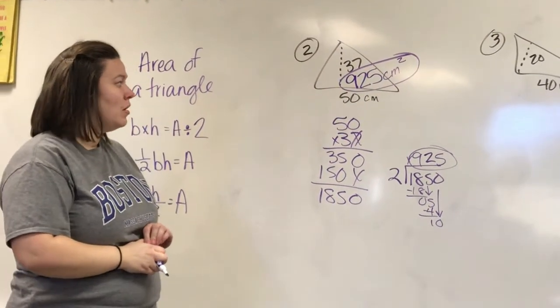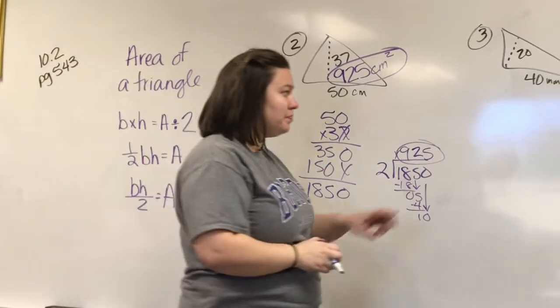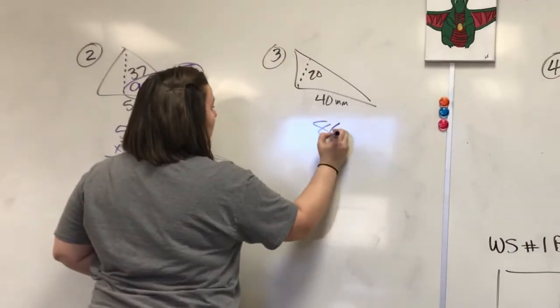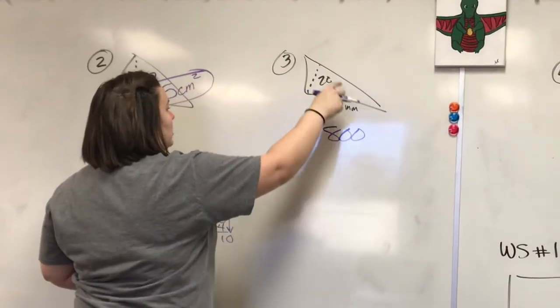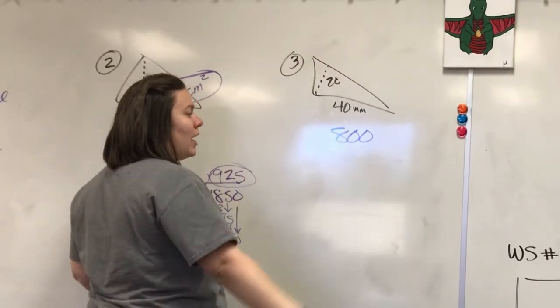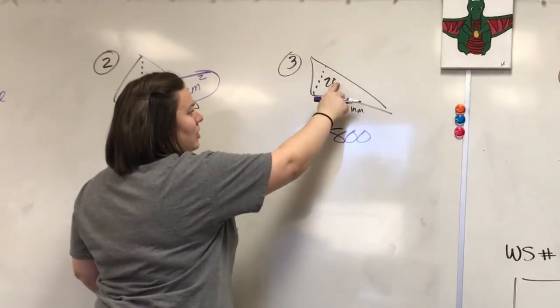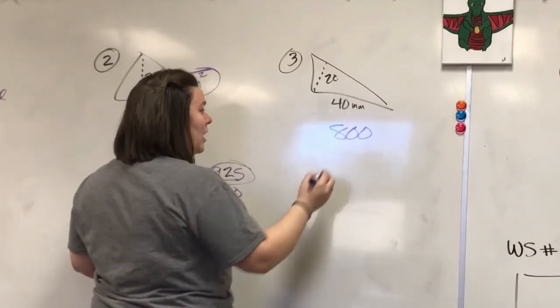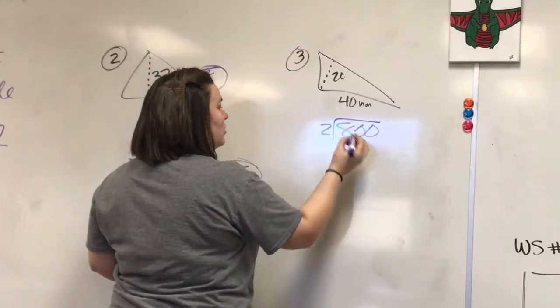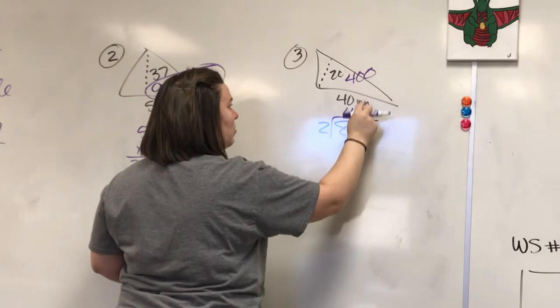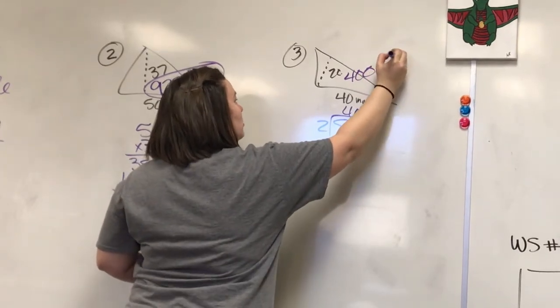Okay, base times height divided by 2. Base times height will be 800. If they end in zeros, I just ignore them till the end when multiplying. So 2 times 4 is 8. Add a 0 there, add a 0 there. That's how I got my 800. 800 divided by 2 will be 400. This will be 400. My label is millimeters squared.